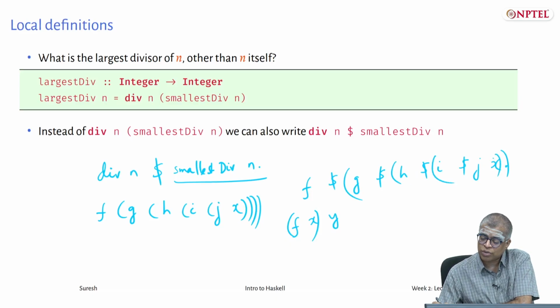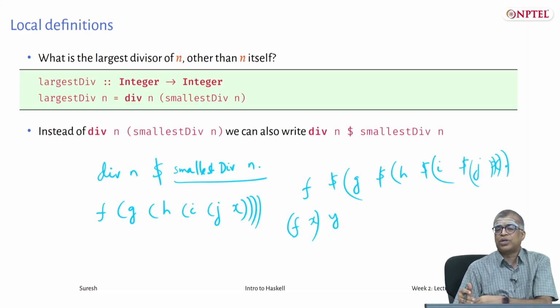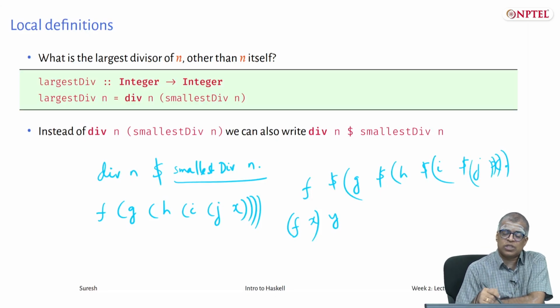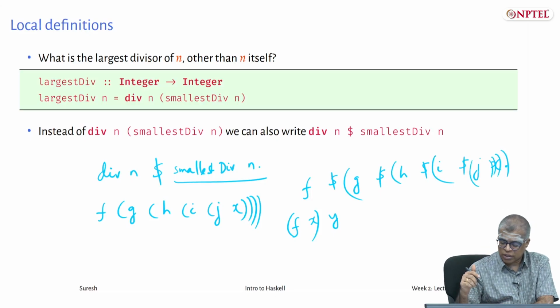There is another dollar here, so it treats this as one unit. There is another dollar there, it treats that as one unit. Finally, you get back the parenthesis form, but you don't need to write the parenthesis explicitly.